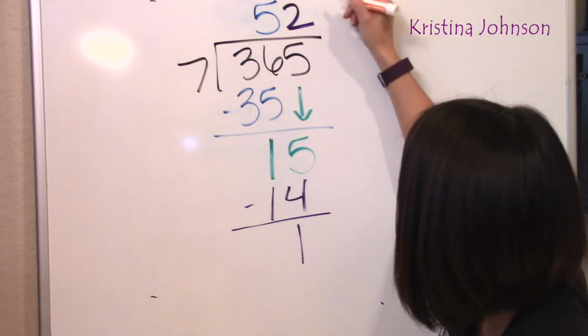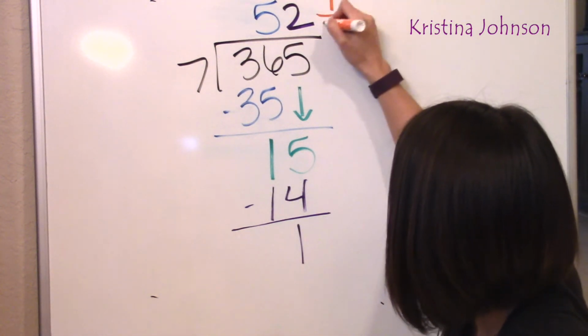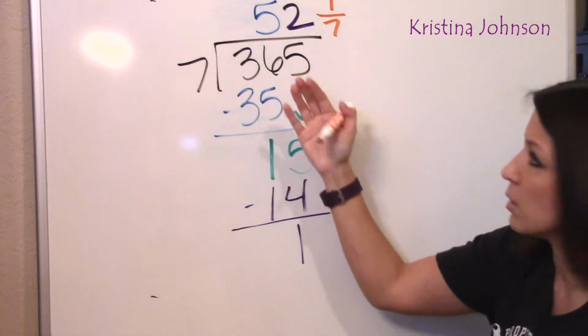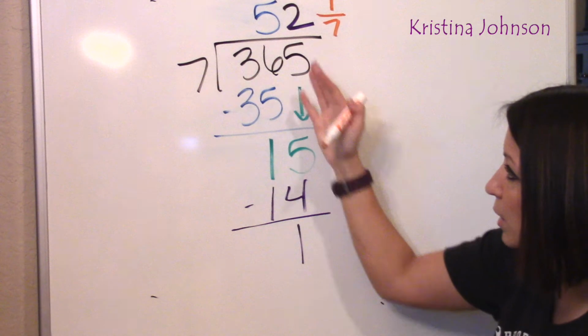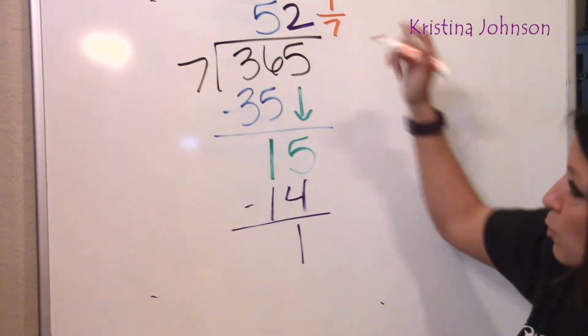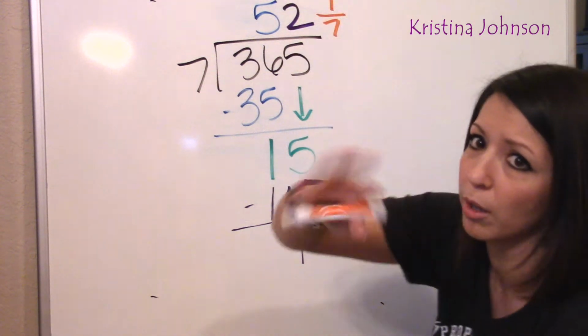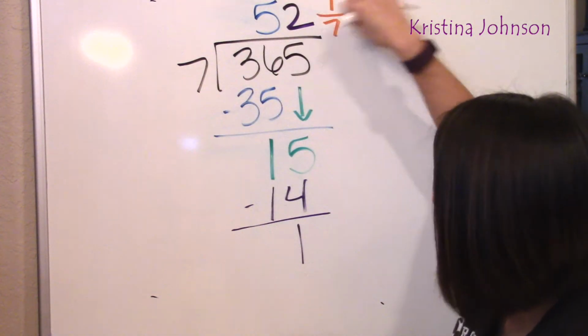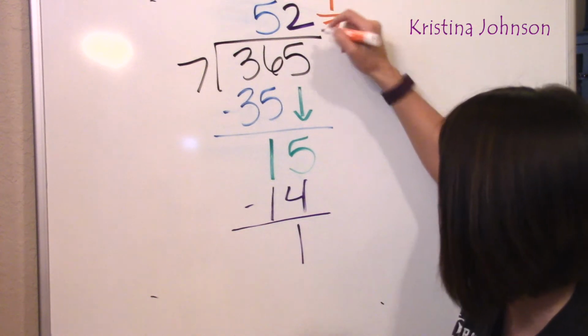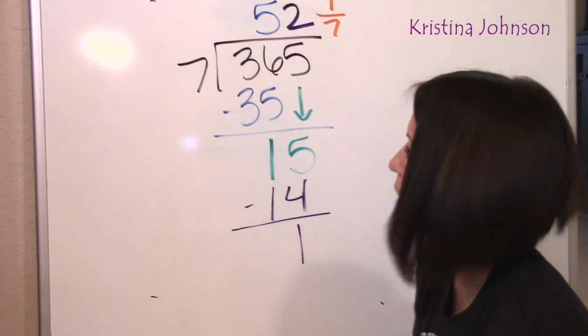So instead of remainder 1 in 5th grade, they would take this to a fraction. So it would be 52 and 1/7. I think you guys can see that. So 52 and 1/7 is the answer to this. Then in 5th grade, or then middle school, whatever grade level you are in Common Core, they'll take this and turn it into a decimal, or they'll do the decimal algorithm where they write the decimal and bring the 0 down, all that kind of stuff, okay?